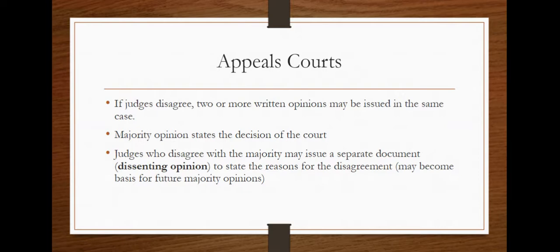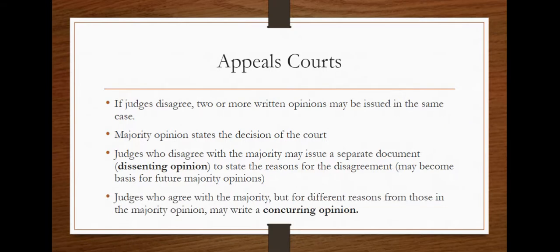Now, you can have judges agree, but for different reasons. That is a concurring opinion. They agree with the majority, but they agree for a different reason. So they write a concurring opinion. I agree with the majority, but it is for a different reason.